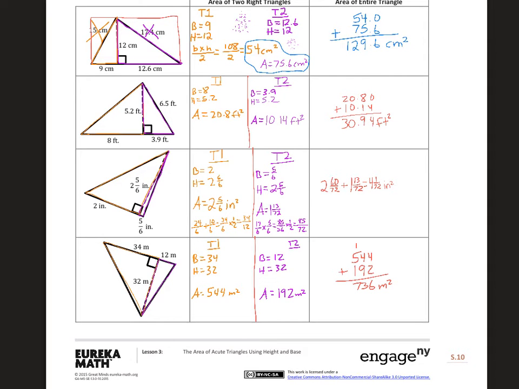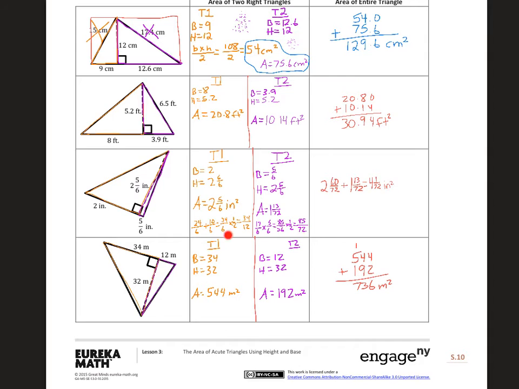So here you go. This is what I got. I got 30.94 feet squared for this one by adding 20.8 and 10.14. Keep in mind, if you added 8 and 3.9 to get 11.9 and multiplied that by 5.2, then divided by 2, you would also get 30.94. Here's the second one, 4 and 1/72 inches squared.